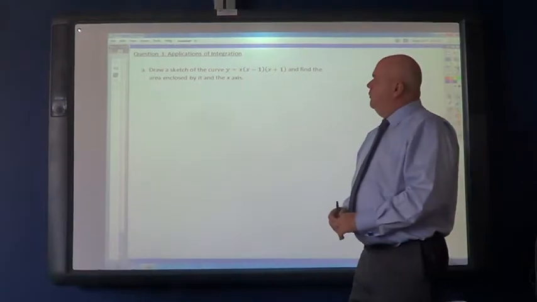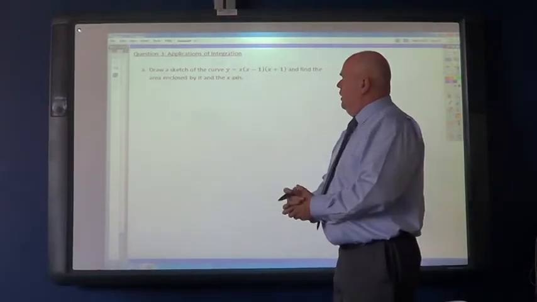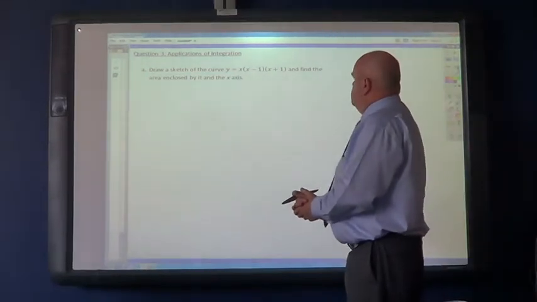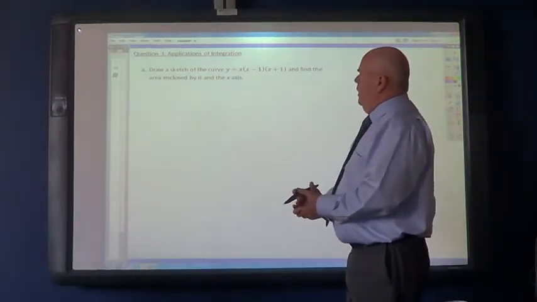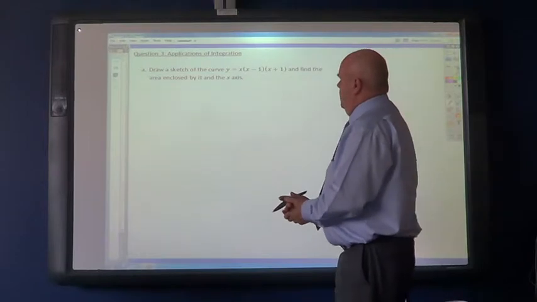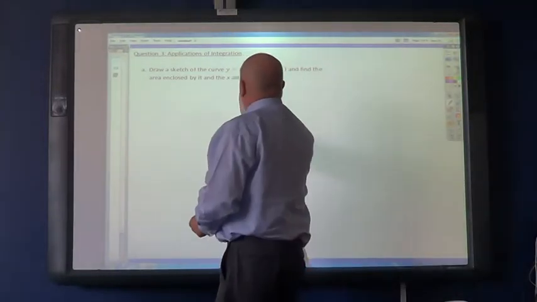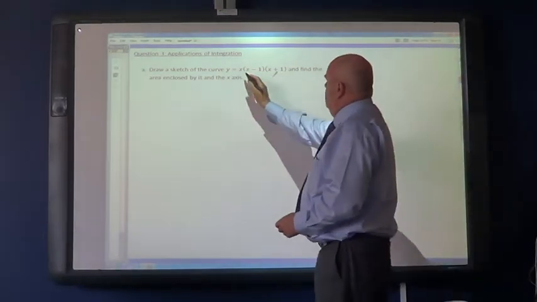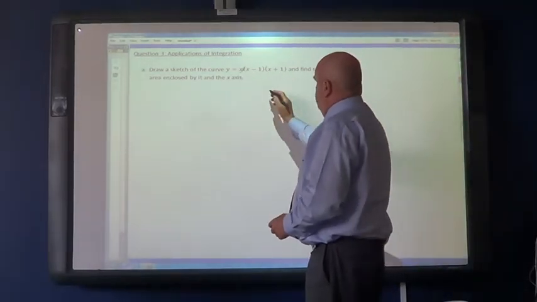Finally, gentlemen, some applications of integration. Here we want to draw a sketch of that curve, which is in fairly convenient form, and find the area enclosed by it and the x-axis. Well, it's in convenient form at the moment because we can easily identify the x-intercepts of this curve.